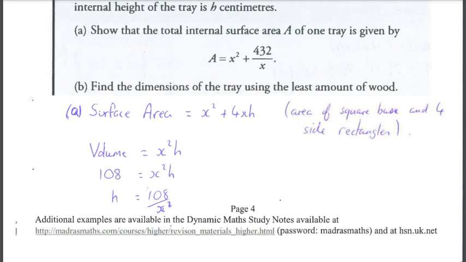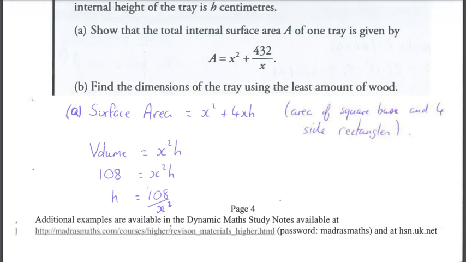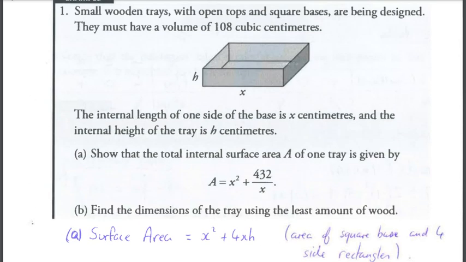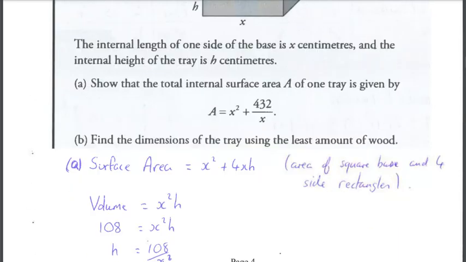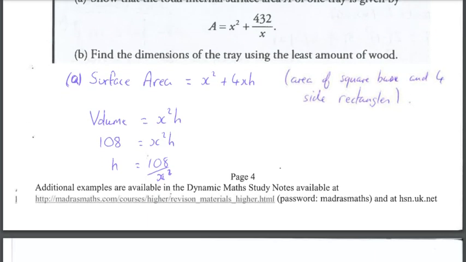In the previous video, we looked at part A, and we showed that the total internal surface area of this open cuboid is equal to x squared plus 432 over x. Okay, so we're going to have a look at part B now. Find the dimensions of the tray using the least amount of wood.